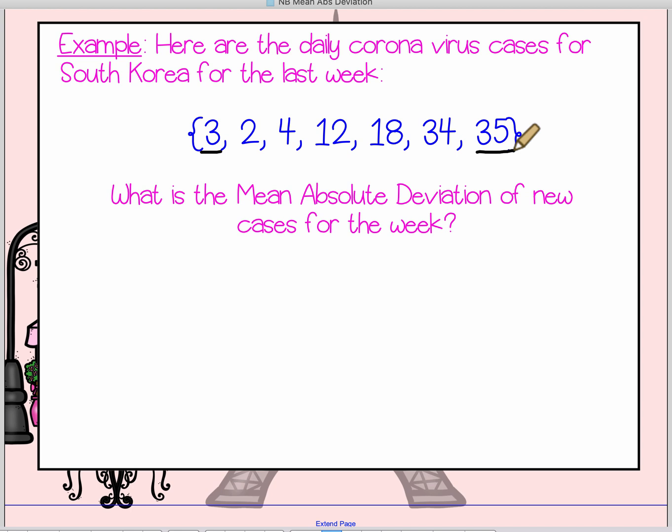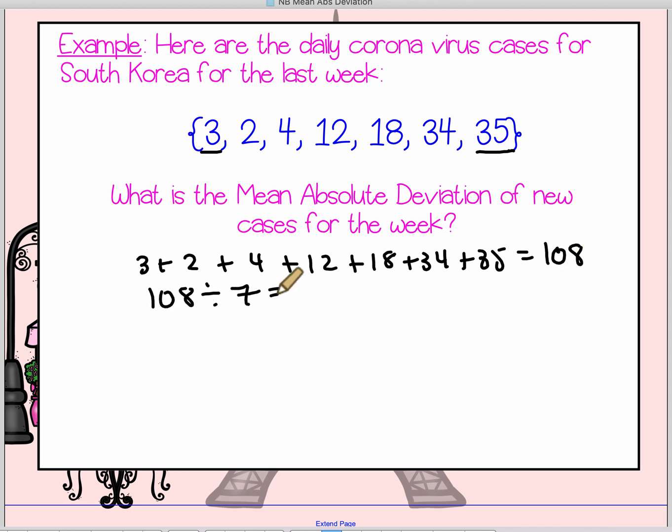So we're going to go ahead and figure out first our mean. So we're going to go ahead and average our 7 cases. So we're going to find the sum. So we're going to add. Okay, so we get that the sum is 108, and because we were looking at 7 days worth of data, we divide by 7, and we get that there was approximately an average of 15 and 4/10 cases per day.